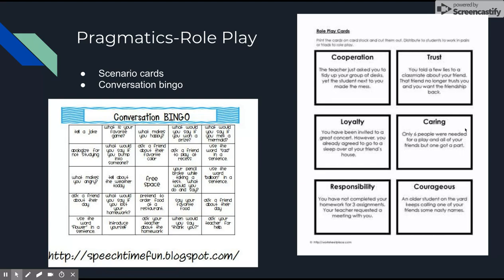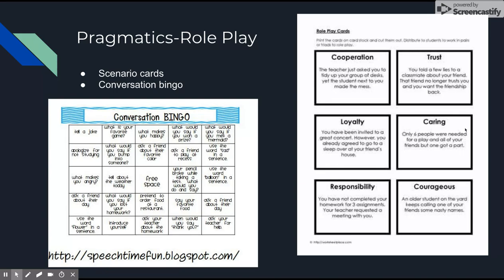So this is something that's really important because you want to teach your classroom the social norms, especially for ELLs who may not be familiar with this: what's a casual way to talk to your friend versus a professional way to talk to your principal. So a way we could do this is through scenario cards.